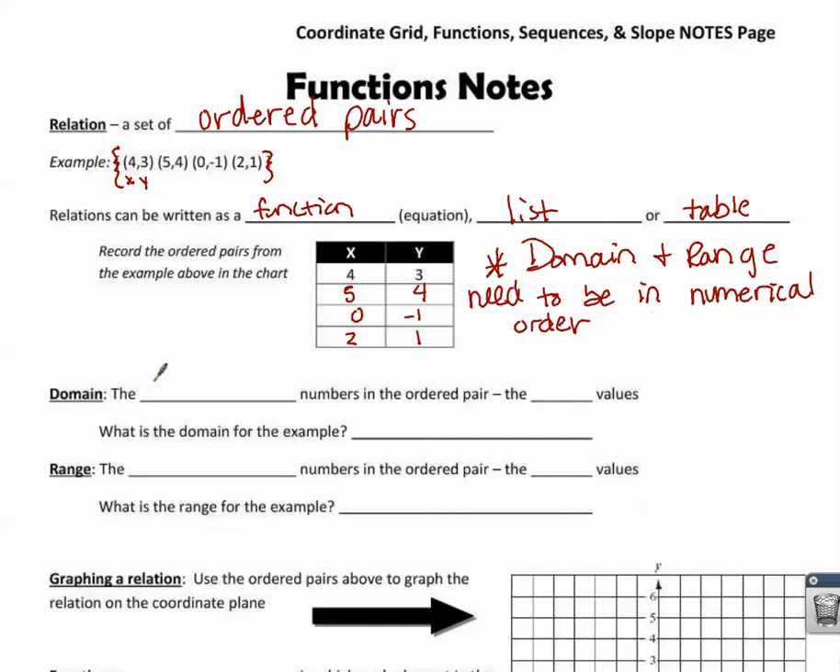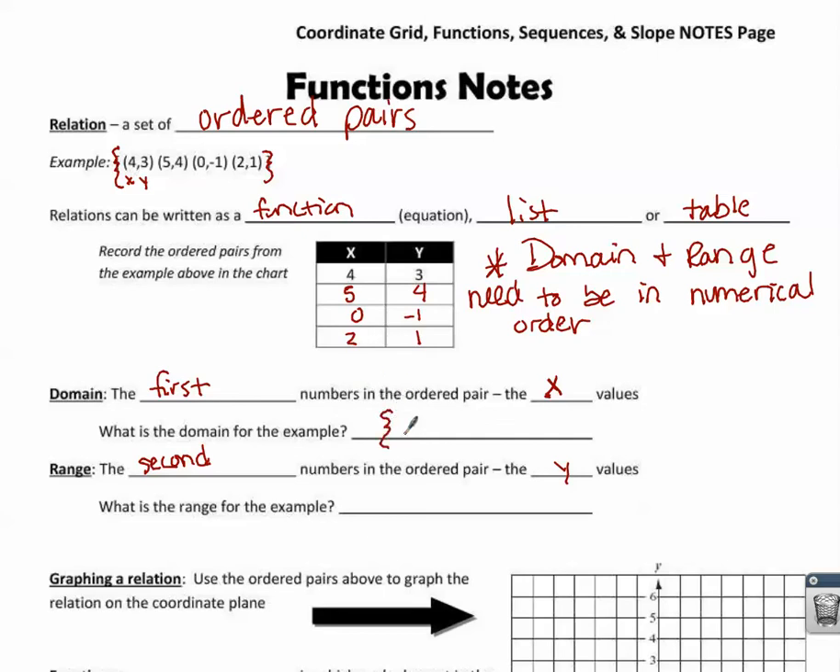A domain is the first numbers in the ordered pair, or the X values. If you go back and look at your coordinate plane notes, you can see when we talked about the X coordinate, another name for it was domain. The range is the second number in the ordered pair, which is the Y values. So the domain in the example above is going to be your X's. And remember, we have to write them in numerical order.